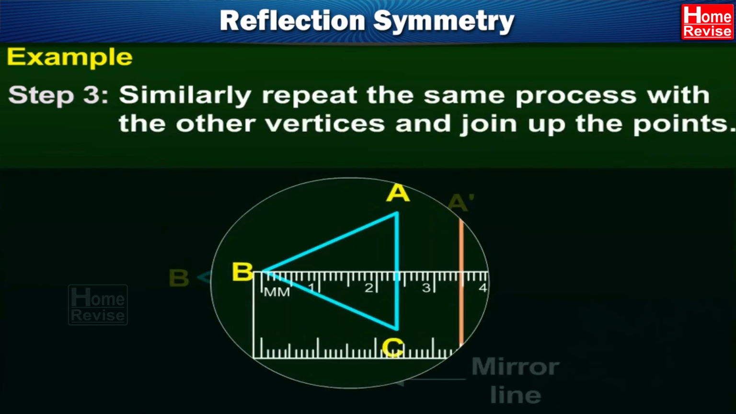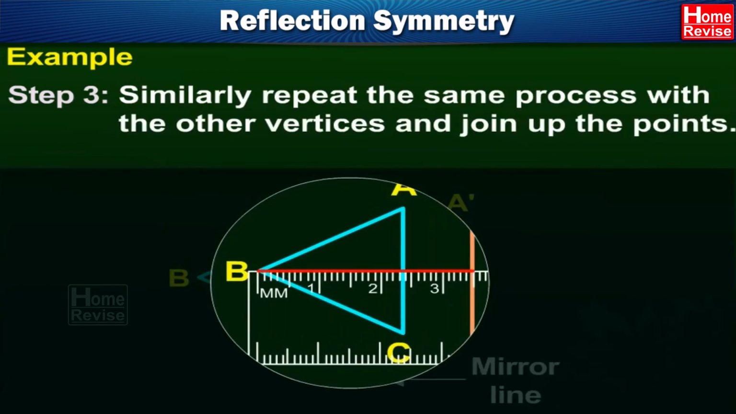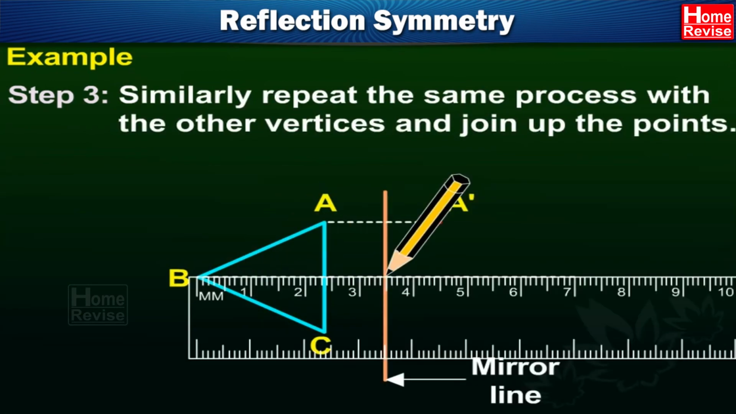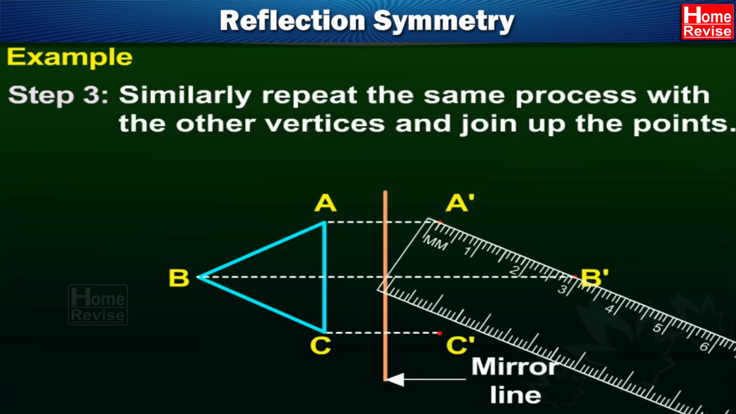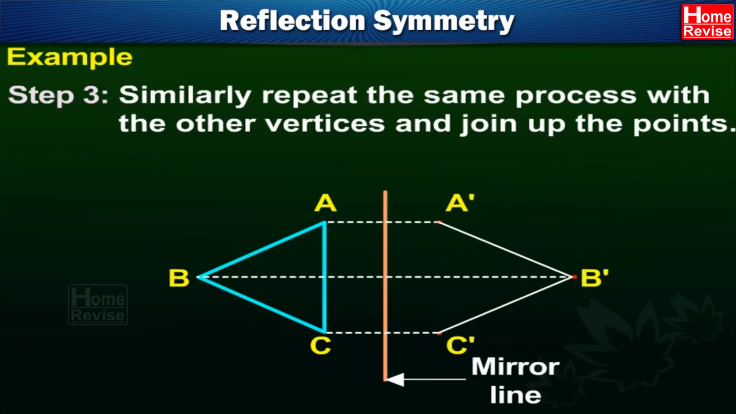Similarly, we will repeat the same process with the other vertices, that is B and C. The points obtained are B' and C'. Now join the points A', B' and C'. Thus, a symmetrical figure is obtained about a mirror line.